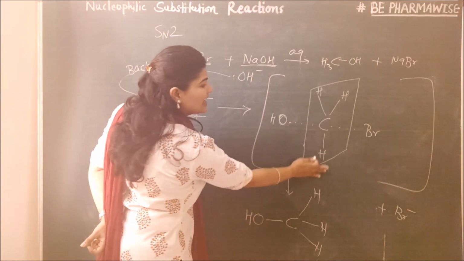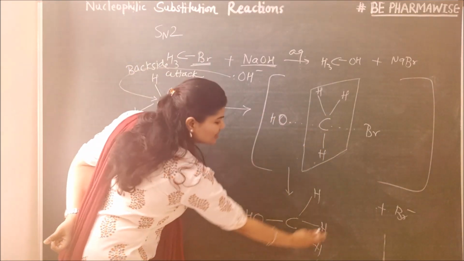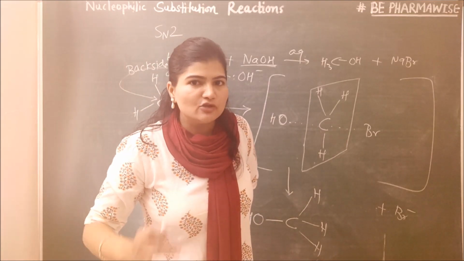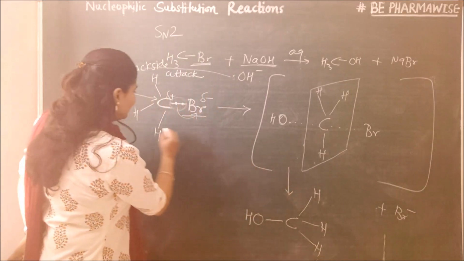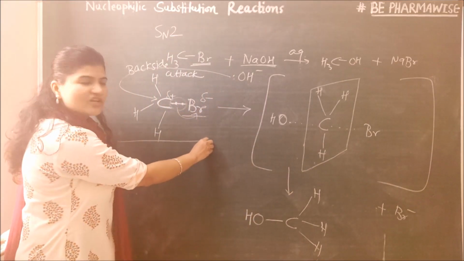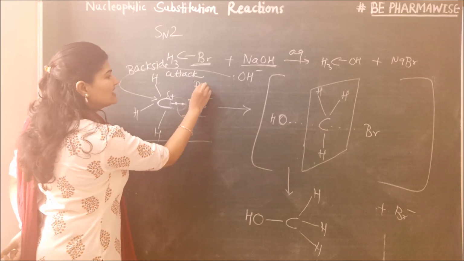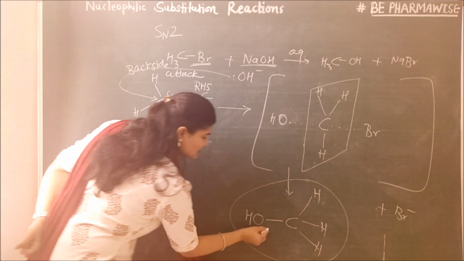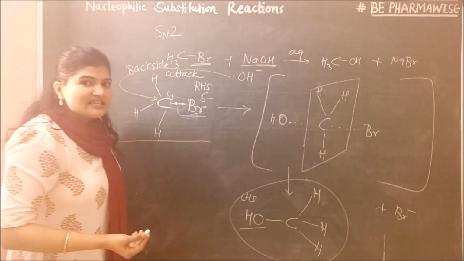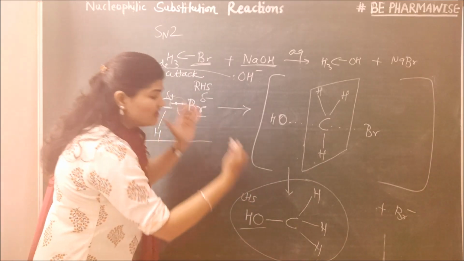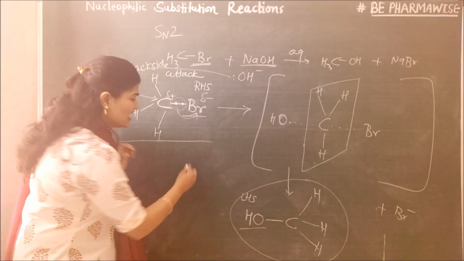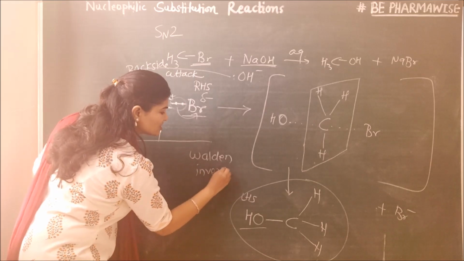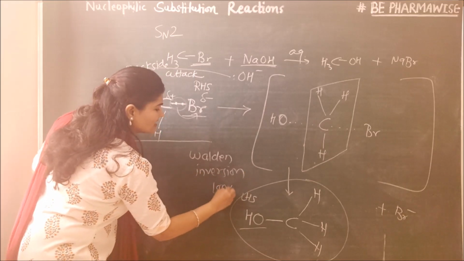So these planar hydrogens will now shift themselves so that the molecule acquires a more stable configuration. If you look at the initial substrate molecule, bromine was attached on the right hand side. Now if you look at the product molecule, OH is attached on the left hand side. So this is a complete inversion of configuration of the molecule, and this complete, 100% inversion of configuration is referred to as Walden inversion.